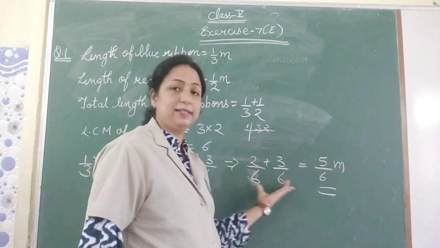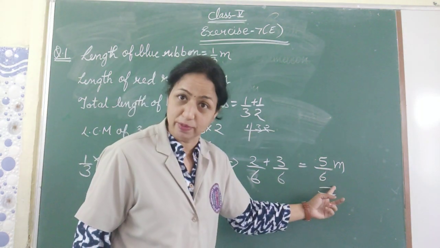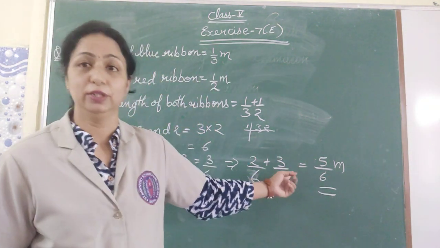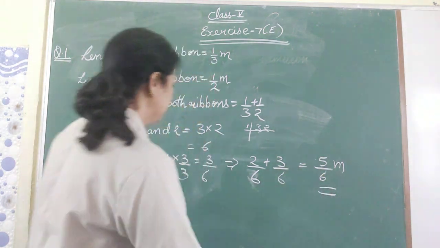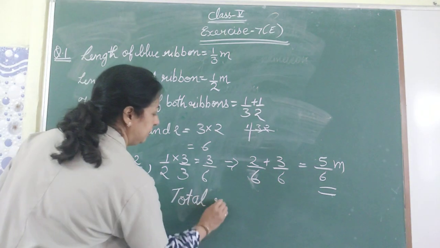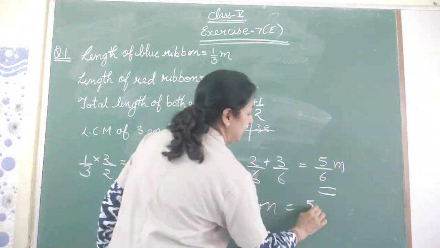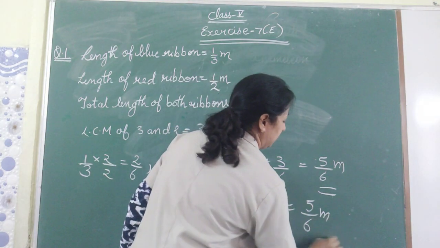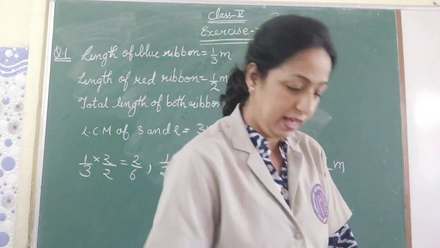Now 2/6 plus 3/6. Since these are like fractions, keep the denominator same and add the numerators, 2 plus 3. So 5/6 meter. So the answer is, total length of ribbon is how much? 5/6 meter. I hope this is clear to you. So now let us move to the next question.